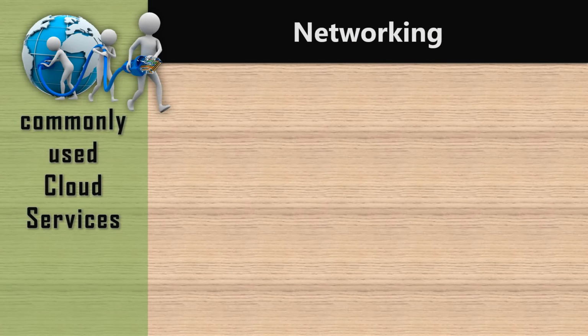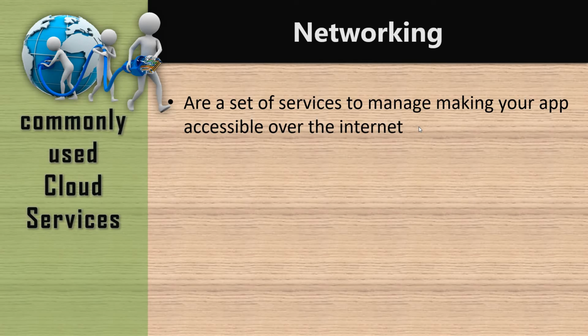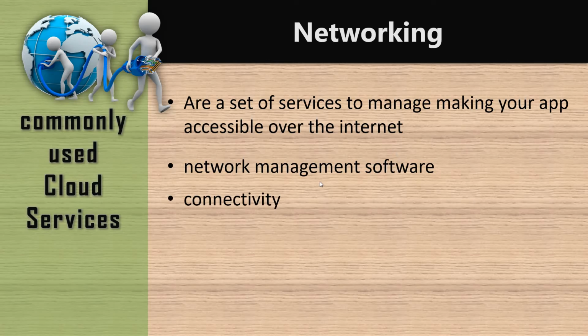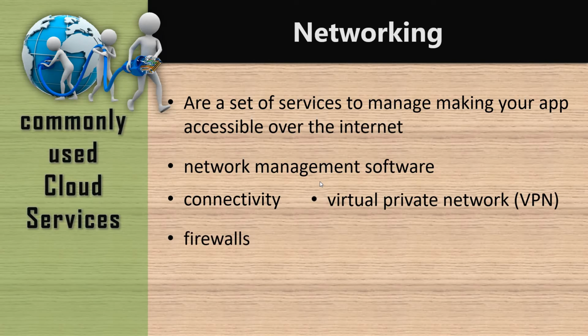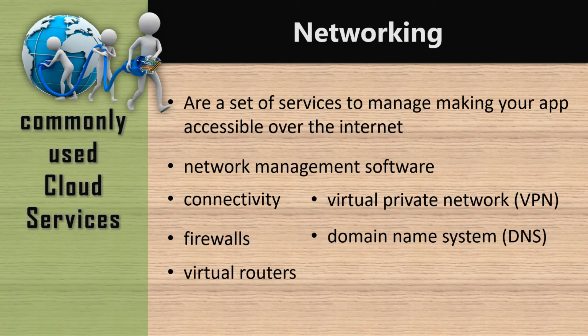Second thing is networking. Networking is to make a communication between you and your application. It is a set of services to manage and make your app accessible over the internet. For example, you can communicate between the on-premises part of your system and the public cloud part, if you have a service here and a service there. So networking provides connectivity, VPN, firewalls for protection, DNS (domain name system), virtual routes, load balancers, etc.